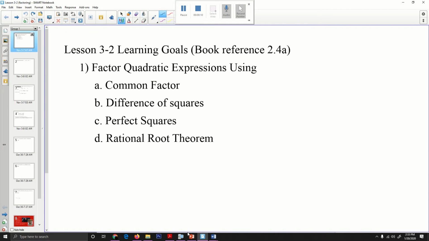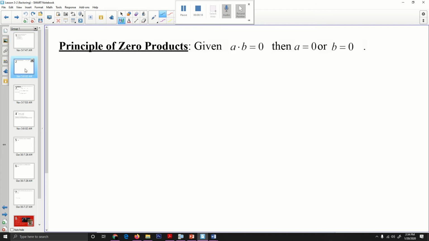Okay, so today we're going to factor quadratics using common factor, difference of squares, perfect squares, and a rational root theorem, or at least a version of that. So, first thing we want to talk about is the principle of zero products.